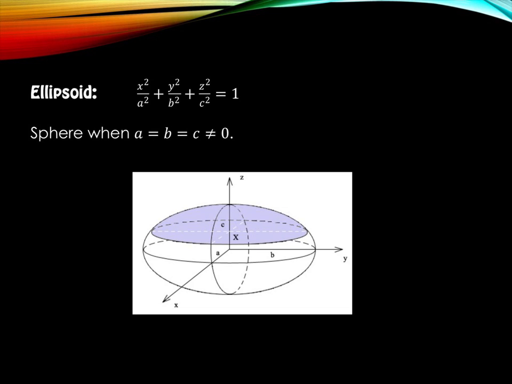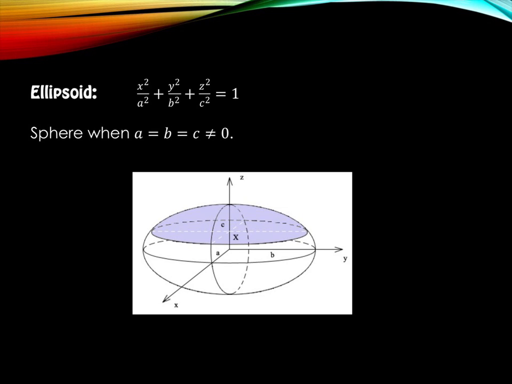So an ellipsoid looks like an egg or kind of a blunted football, right? It's not quite as pointy on the ends as a football would be, but it looks like an oval three-dimensionalized. If A, B, and C are the same but not 0, it actually creates the sphere as well. The general form for this one is x squared over a squared plus y squared over b squared plus z squared over c squared equals 1.